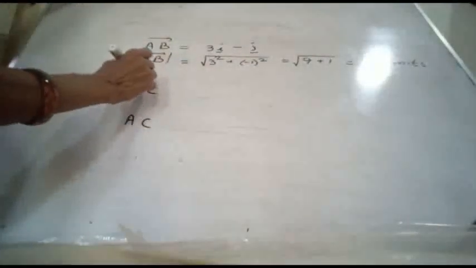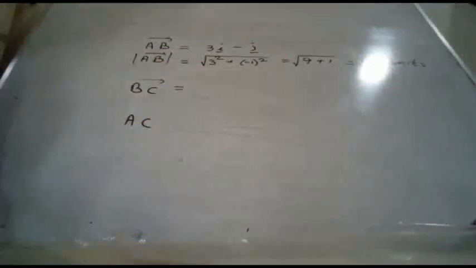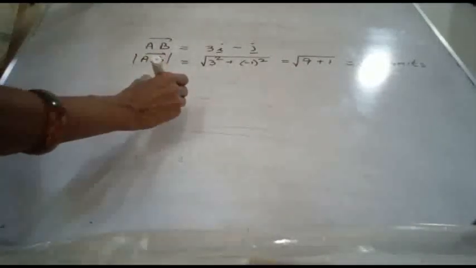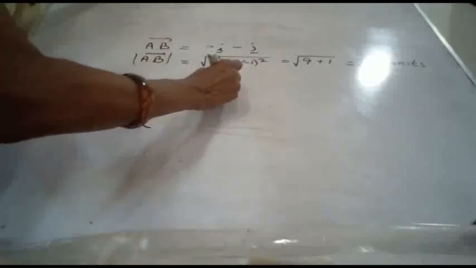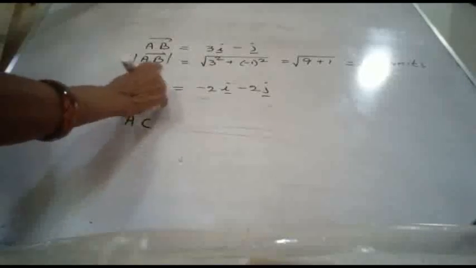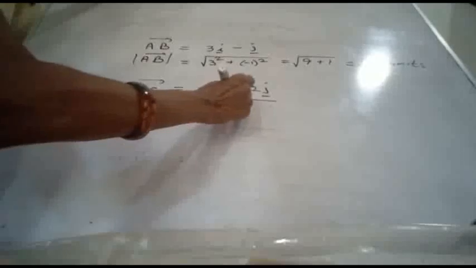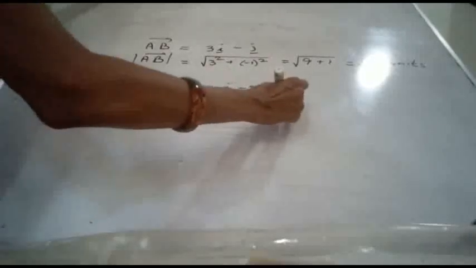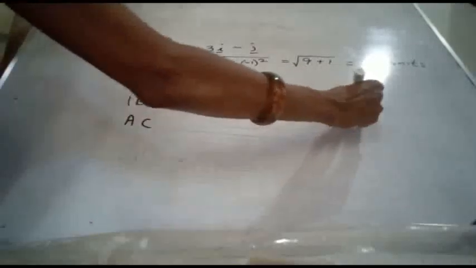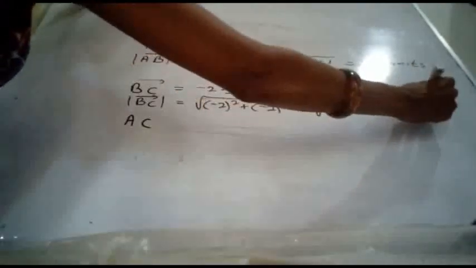Now vector BC is equal to negative 2i negative 2j. Modulus of vector BC is equal to the square root of negative 2 squared plus negative 2 squared. 2 squared is 4, 2 squared is 4. Square root of 8 units.